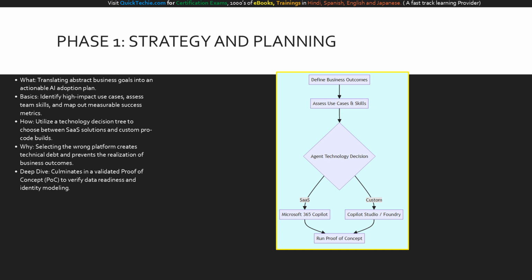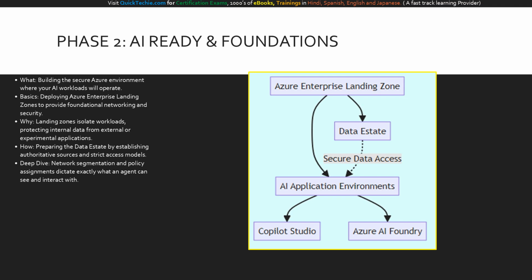Finally, regardless of the technology chosen, both paths converge at the run proof of concept node. This visual reinforces that all strategic planning and technology selection must culminate in a validated, tightly scoped POC before any large-scale development begins. Now we enter the ready phase of the cloud adoption framework, which aligns with establishing the foundation for govern and secure agents.